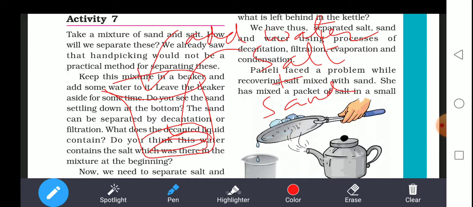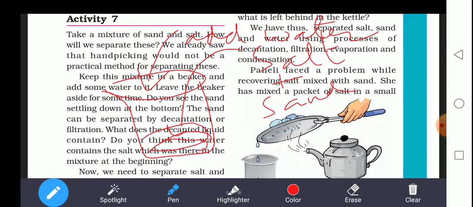If you add water, you'll find the sand settling at the bottom part. The salt, which is mixed in the sand, slowly mixes with water. It will melt and mix in water. So now you'll find sand, and salt water, completely separated, because the salt is mixed with water and the sand is settled at the bottom part.